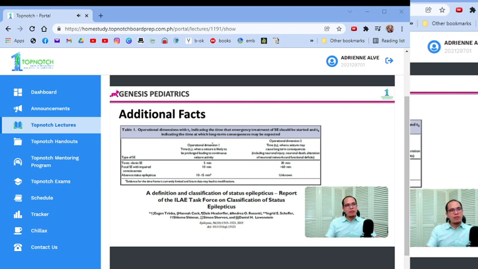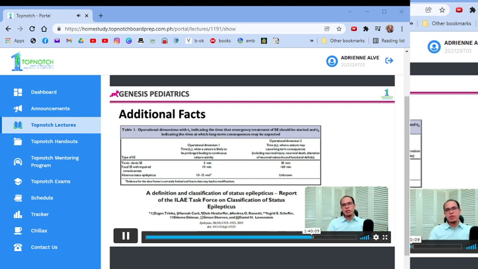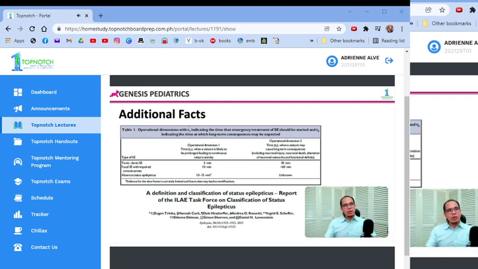We have an operational definition of your seizures. Pag sinabing operational definition, this is the time wherein you have to act and try to abolish the seizure. Bakit? Okay? Because during this T1, operational dimension 1, there's a high probability that the seizure will prolong and lead to status. And for T2, there's a high probability that the seizure may cause long-term sequelae or consequences.